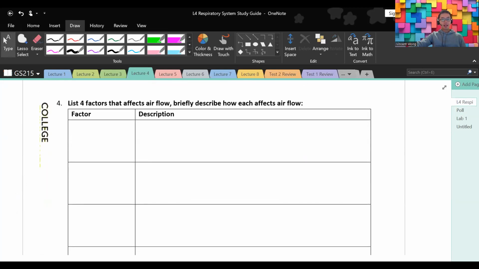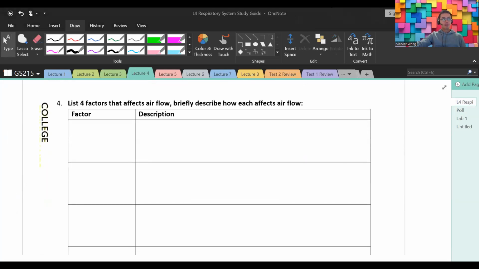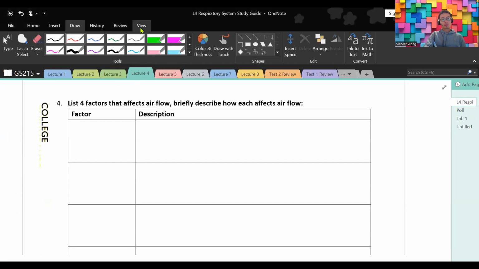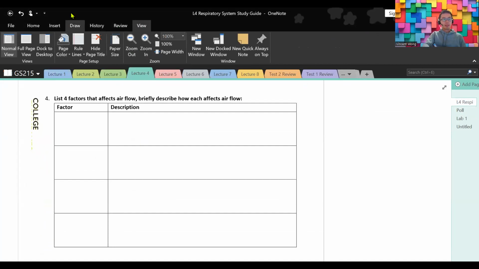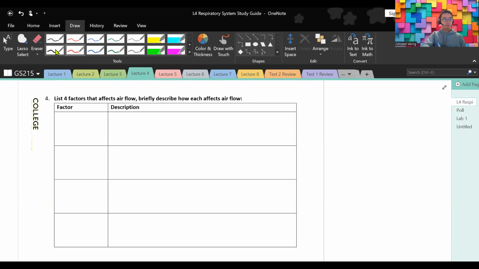List 4 factors that affect airflow. You want to type something in the chat box? What are the 4 factors that affect airflow when it comes to respiration, when it comes to breathing? Yep, there's pressure gradient. Let me write that down.